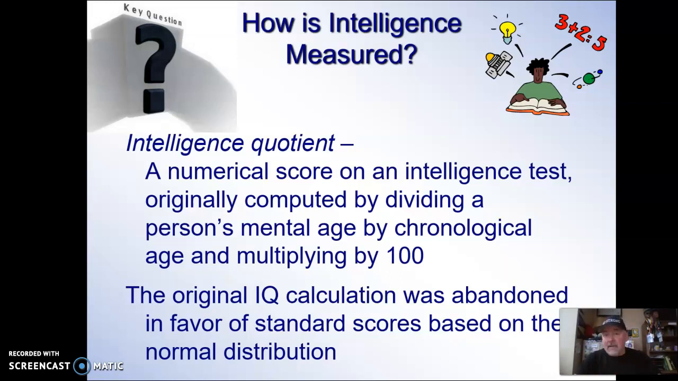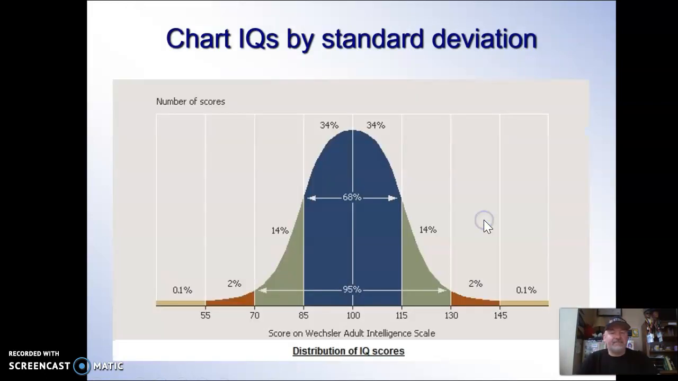And again, this is not a measure of your intelligence that is static. It is not a measure of how smart you are. It's a measure of where you relate in relation to other people, how smart you are in relation to other people. And you'll see that here in a minute.